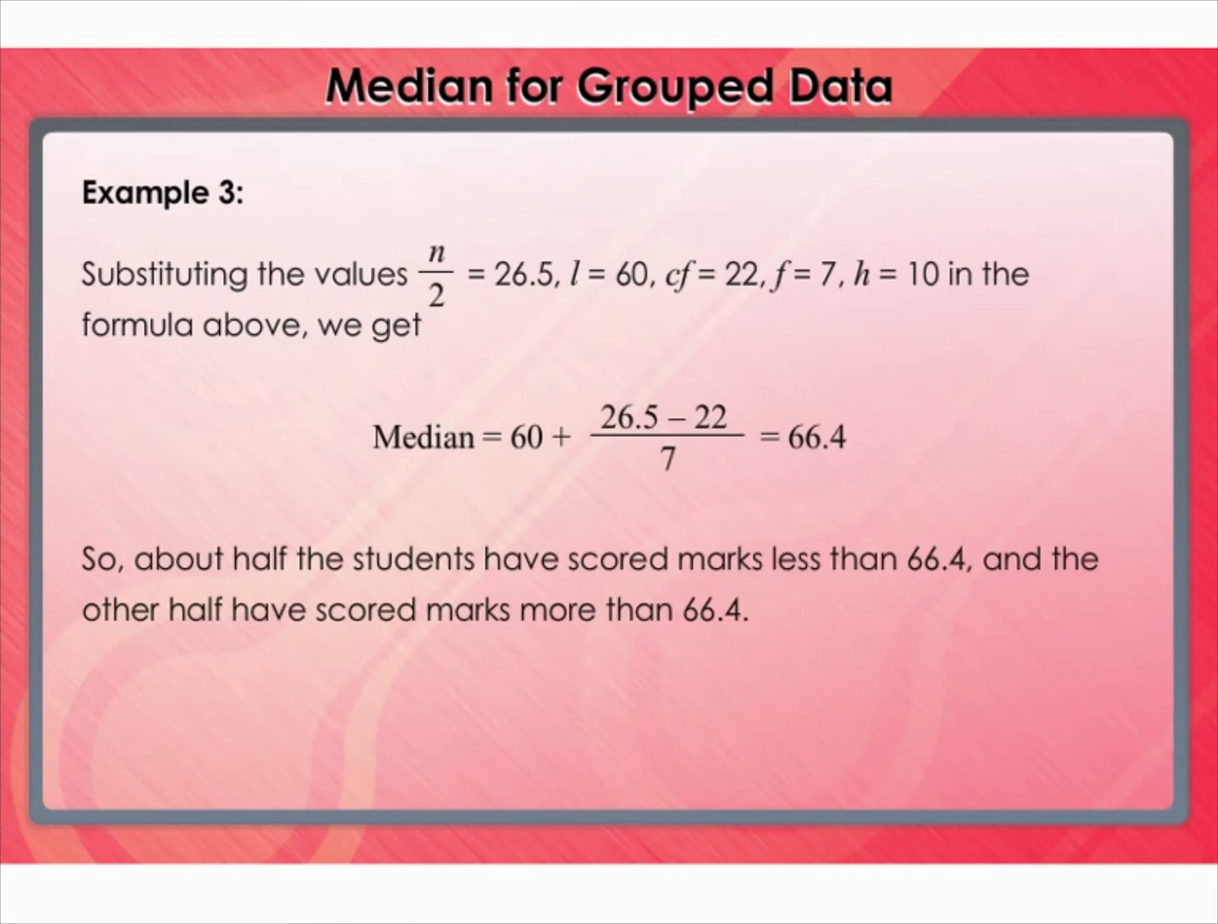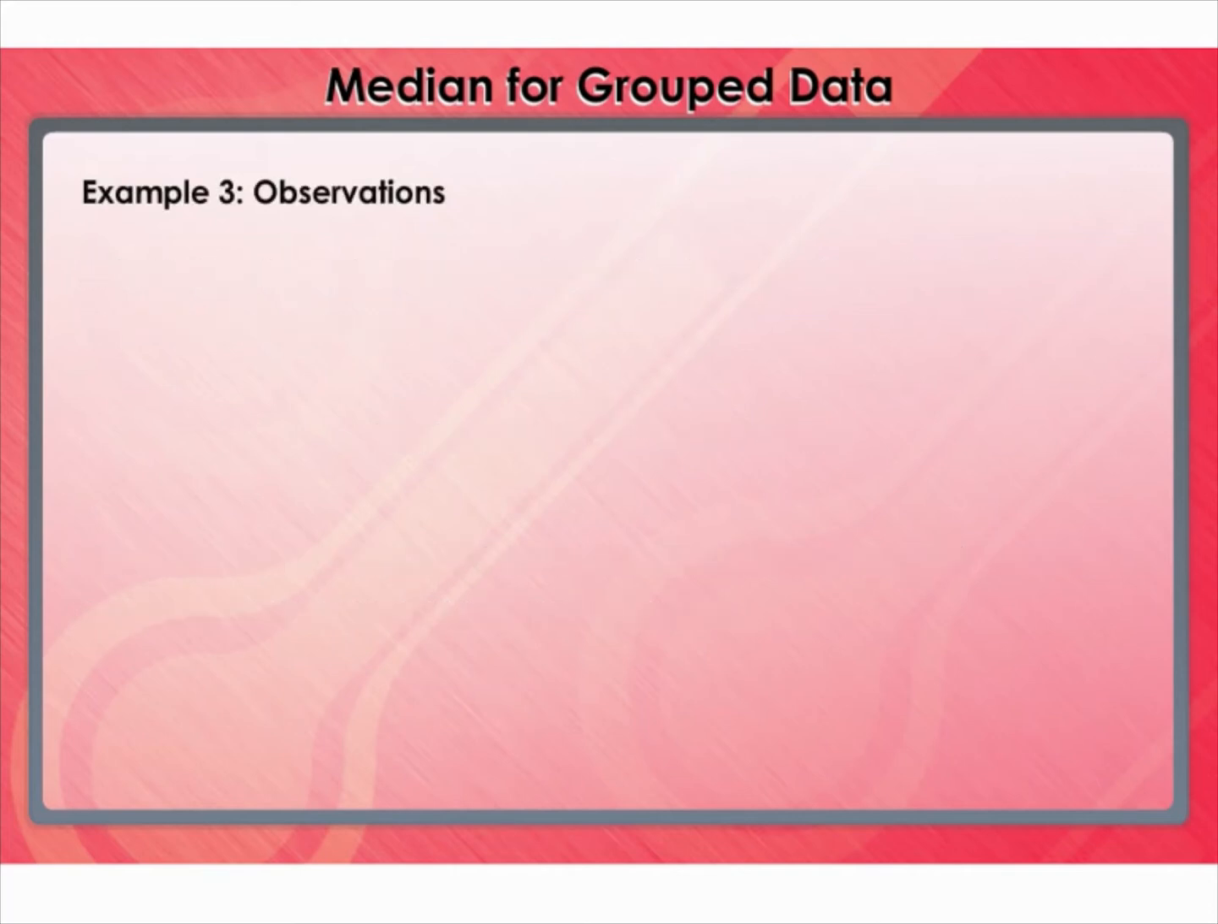So about half the students have scored marks less than 66.4 and the other half have scored marks more than 66.4. Let's list some observations from the previous example.